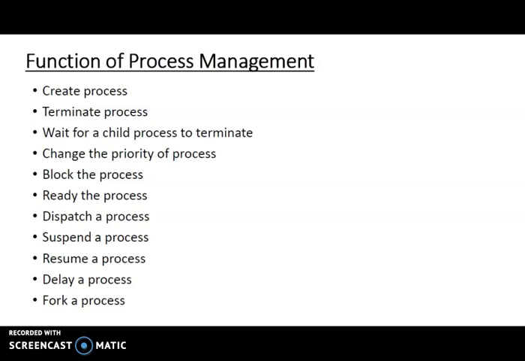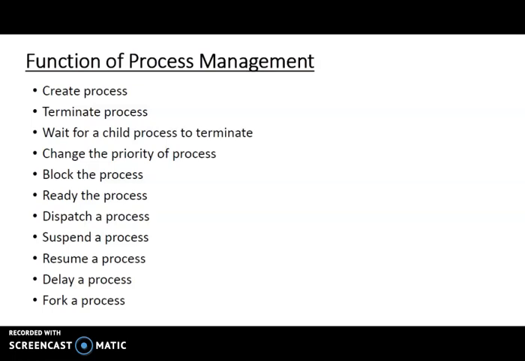Then you have change the priority of a process. In the operating system, each process has its own priority. The process which has the highest priority is executed first. So you can change the priority of a process with the help of the process management functions. Then you can block the process. It means the process that is blocked is one that is waiting for some event. So you can set that process as blocked.